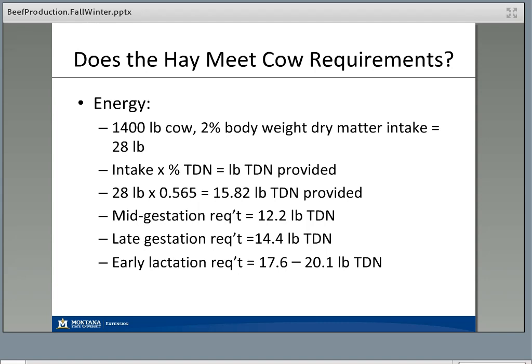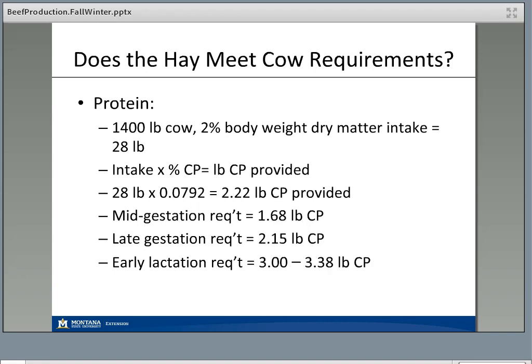So what about protein? We know how we did on energy. Same setup: 1,400-pound cow, 28 pounds of dry matter intake. We had 7.92% crude protein on a dry matter basis in that hay, so she gets about 2.22 pounds of crude protein from the hay. Like the energy in this example, this meets both the mid and late gestation requirements for crude protein. But again, during early lactation, we're short, and we would need some more protein if we wanted to meet her protein requirement.